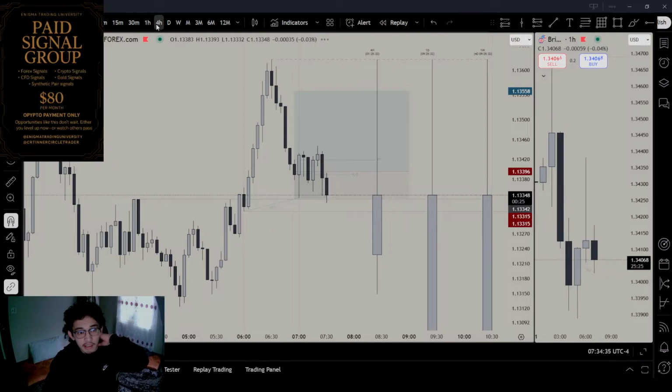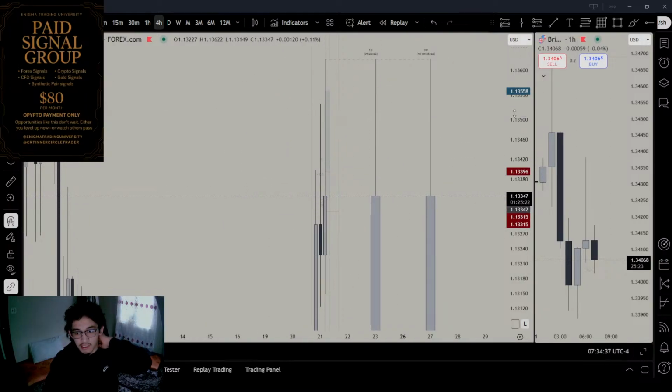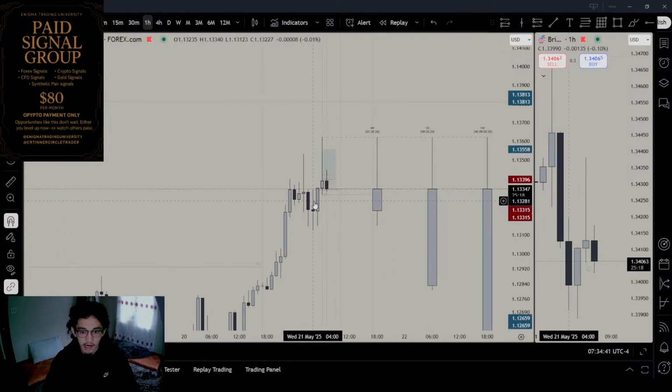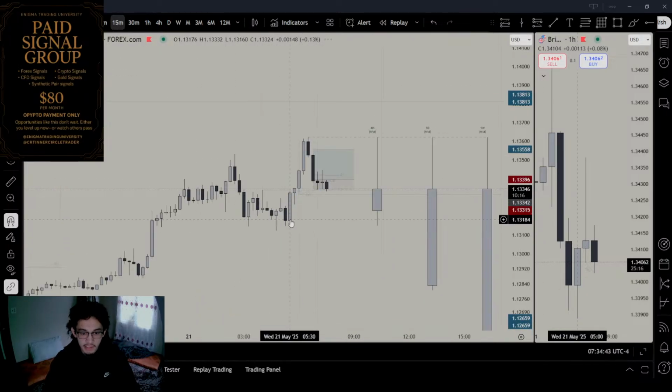For me personally, the 4 CRT already got met, so there's no longer a 4 CRT in play now. So I'm not looking for an hourly CRT, and the 15 CISD and the 15-minute CRT that happened, that was the wrong timing here. You know what I'm saying? But if I see the market going all the way down here and going up higher here, I'll definitely know.